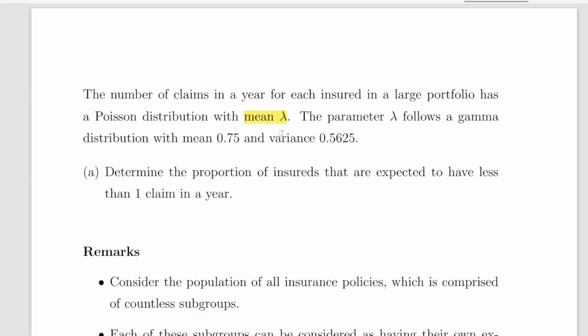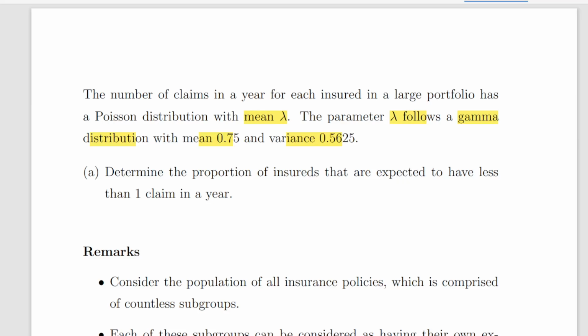Now, quite often the Poisson mean is a constant value in a lot of problems you might have encountered before, but in this case it is actually a gamma random variable. A gamma distribution with mean 0.75 and a variance of 0.5625. Determine the proportion of insured that are expected to have less than one claim in a year. So that is, what is the probability of lambda being less than 1?